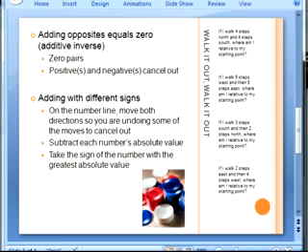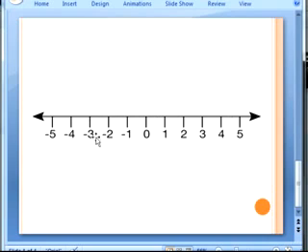Okay? Now that I have gone over working on the number lines, finding out how to move using adding the same signs or adding different signs, I hope that you can use this in your homework examples.